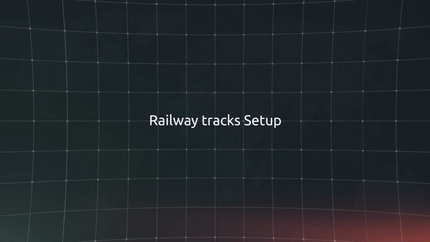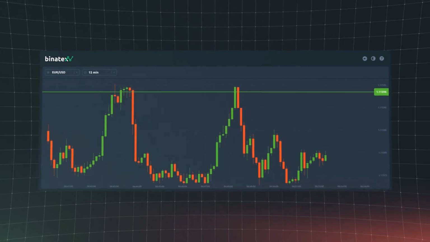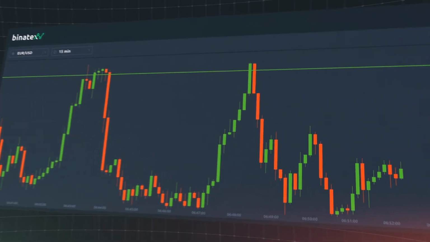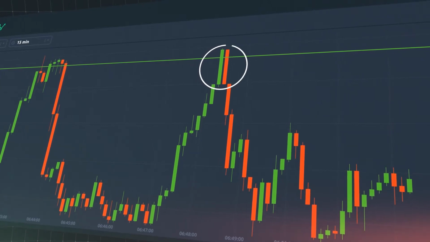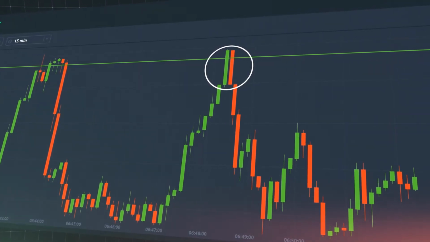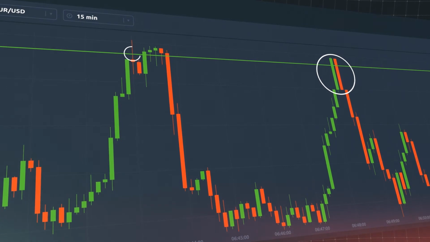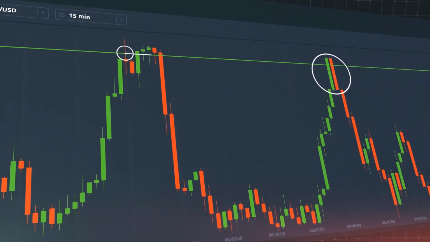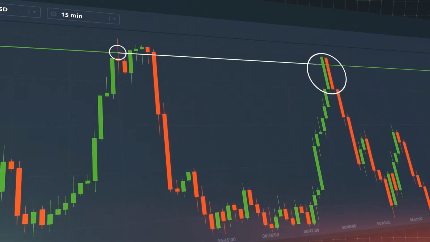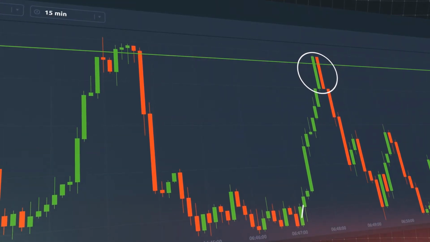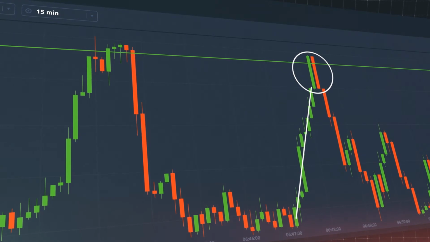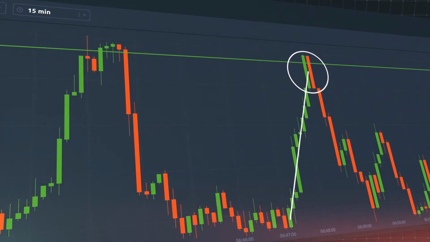Railway tracks setup. Railway tracks setup consists of two oppositely directed candles, which have a greater size compared to one of the last bars in a chart. They warn of the turn of a trend. It is necessary to be sure that this pattern has a support in the form of a horizontal level before entering a trade. A trend should be present before the figure that has to form on its high or low. This is a very important criterion to be taken into consideration.